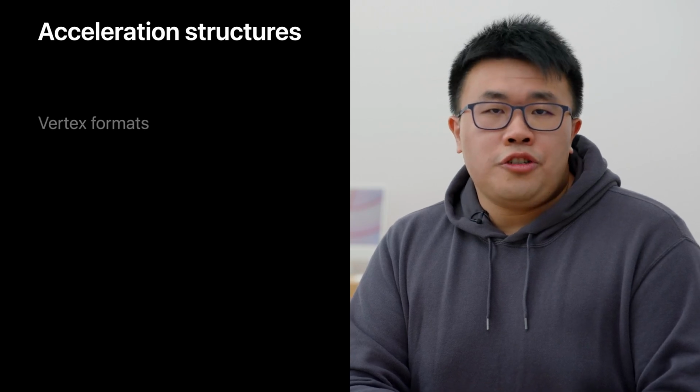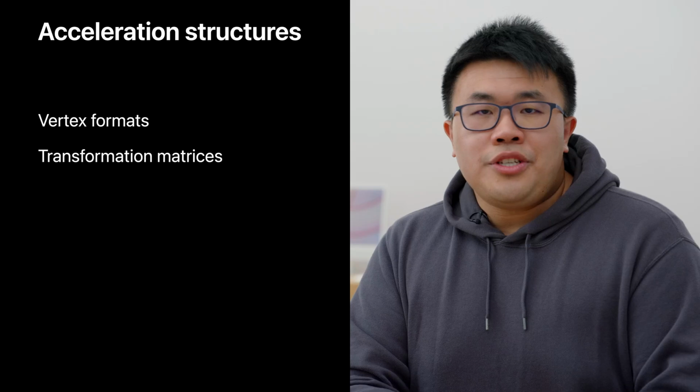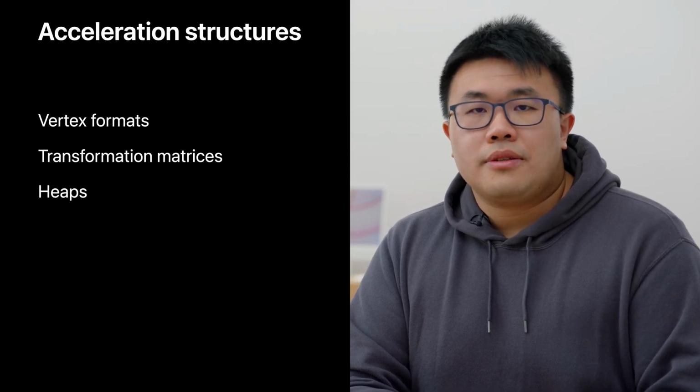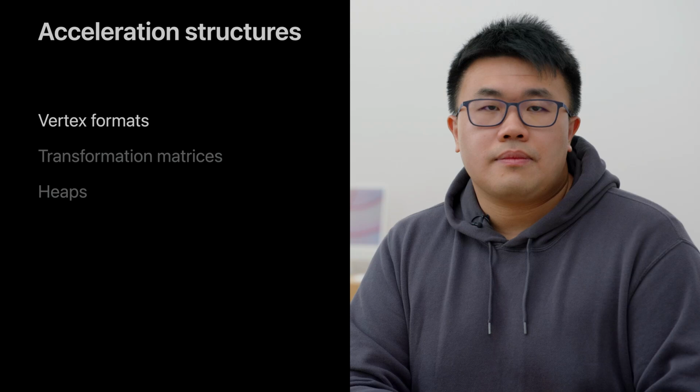Those are all the performance improvements we've made to building acceleration structures. We've also added 3 new features to make building acceleration structures easier and more efficient. They are support for additional vertex formats, transformation matrices, and acceleration structure allocation from heaps. Let's start with vertex formats.